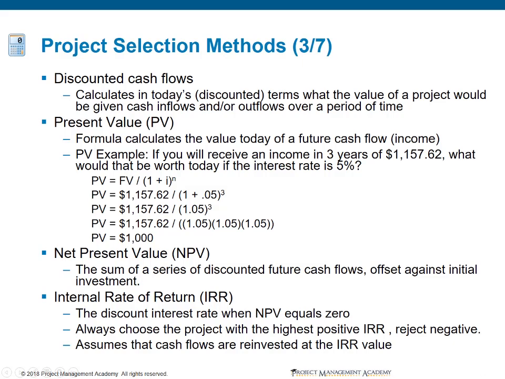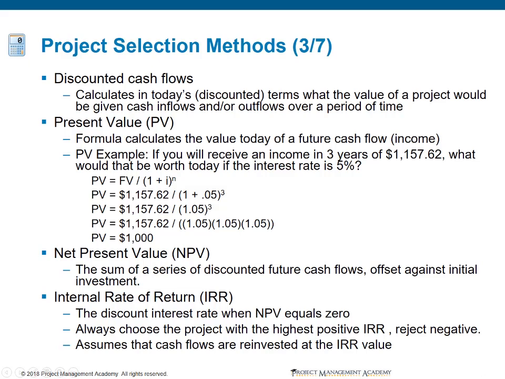Net present value is the sum of a series of discounted future cash flows offset against the initial investment. So if we continue the example from present value and say that, okay, it was $1,000 for those future cash flows. If the initial investment was $500, we would subtract that from the present value. So 1,000 minus 500 would give us a net present value of $500.